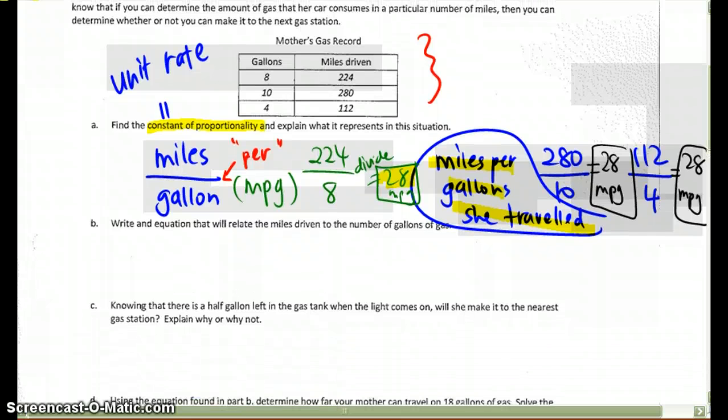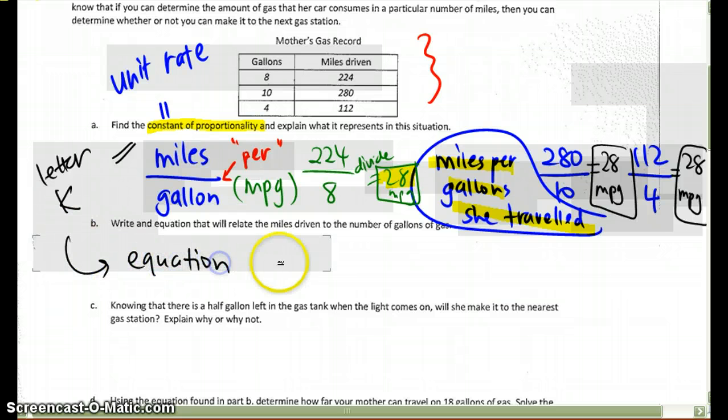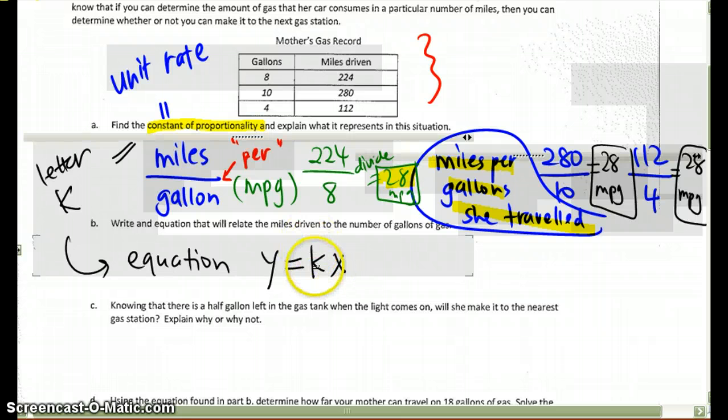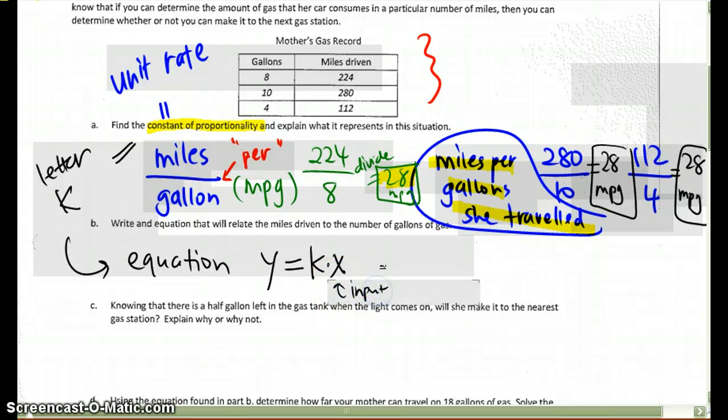Going down to B, now I'm going to write an equation. Remember that the constant of proportionality is also known as the letter k, and it comes from the equation that is known as y equals kx, a simple multiplication equation. Constant of proportionality times your x. Now your x is going to usually be your input, and y will be your output.